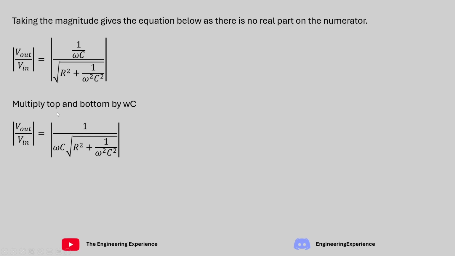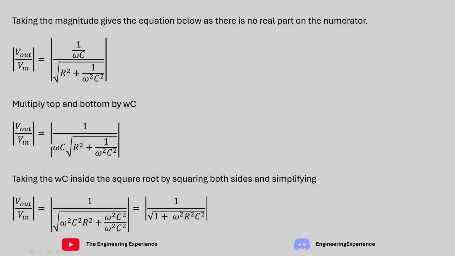Now if I multiply the top and bottom by omega C, we get rid of the omega C on the top and we add an omega C on the bottom section over here. To take the omega C inside the square root, first of all, we need to square both sides of the equation. So we put a square on here and a square on this. The square on 1 is equal to 1, and on the bottom we end up with omega squared C squared, and this square root disappears. All of that is in brackets.